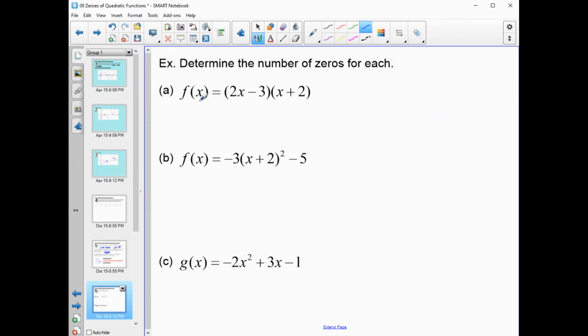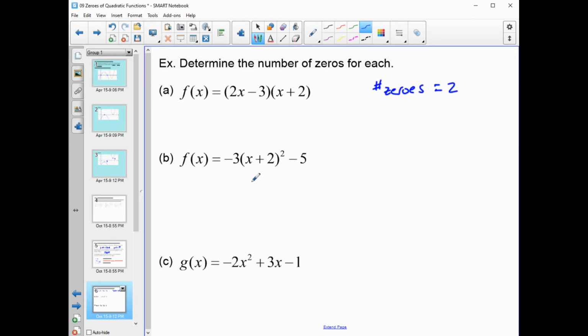So here I'm asked to determine the number of zeros for each. And so in this case, quite clearly, the number of zeros is 2. It is in factored form. Each of the two factors is distinct from each other. So obviously there are 2 distinct factors here.